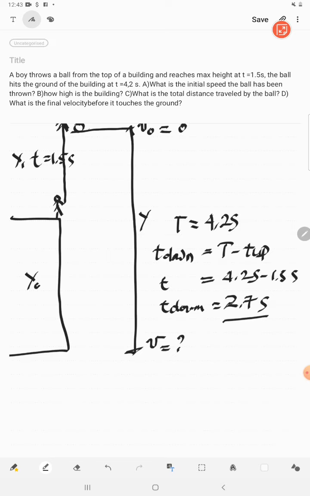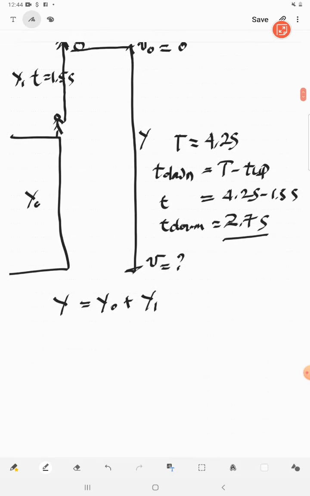So I have told you before that there are many ways, and you will see here that our y is simply equal to y naught plus y1. Okay, so there are many ways to solve this problem. First, let us solve the first one. What is the initial speed of the ball? What is the initial speed the ball has been thrown?